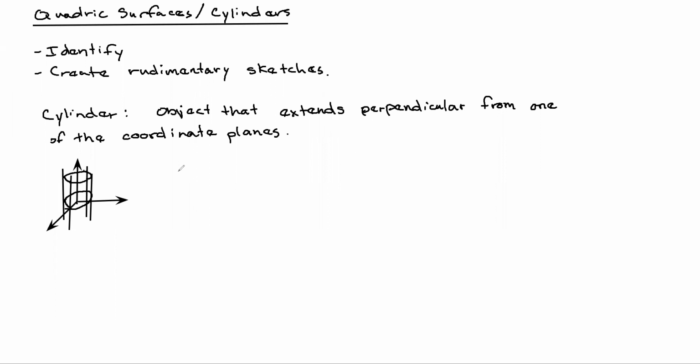How do you recognize or identify a cylinder? The way that you can tell when you have a cylinder is when two of the three variables x, y, and z are present in an equation.